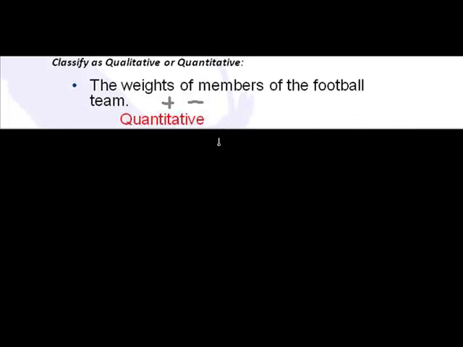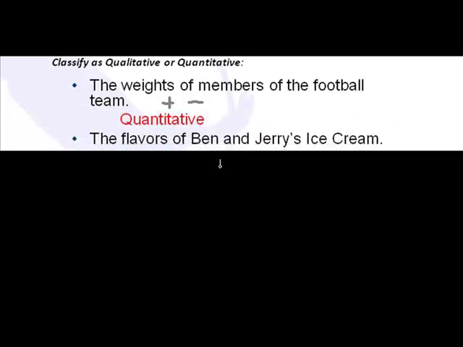Let's try some, classifying as qualitative or quantitative. The weights of members of the football team. These are numbers, specifically numbers that you can add and subtract, and it makes some sense. Quantitative. The flavors of Ben and Jerry's ice cream. Little chunky monkey, anyone?